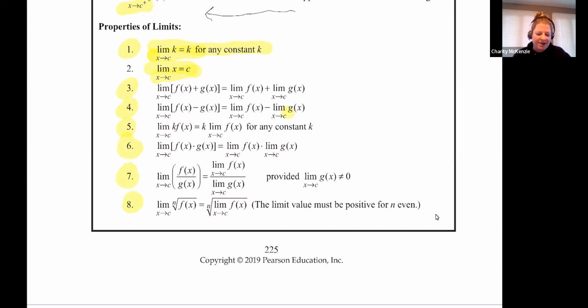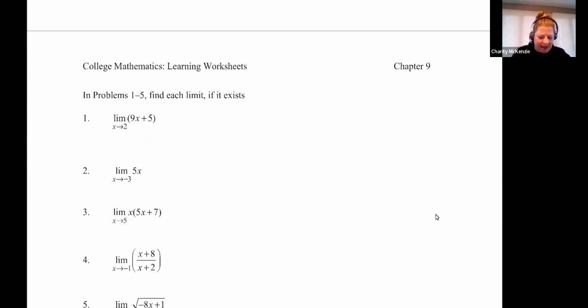This one I don't think we actually even have an example of. I don't think we use it. These properties aren't something we focus on a lot, but they are allowed. Like you're allowed to take the limit of one thing, the limit of another, and add them. You're allowed to multiply them, to subtract them. It's just an overall rule. So let's look at what some of our problems might look like.